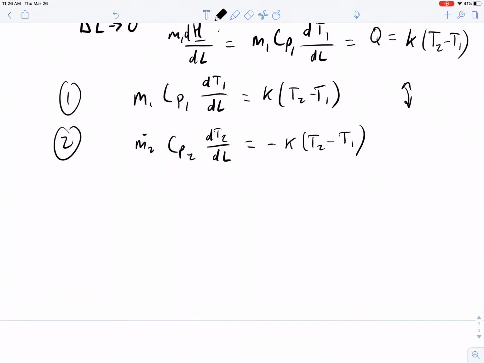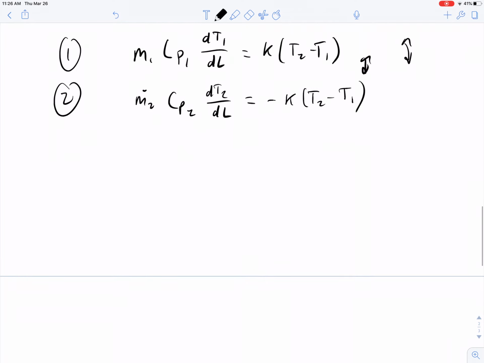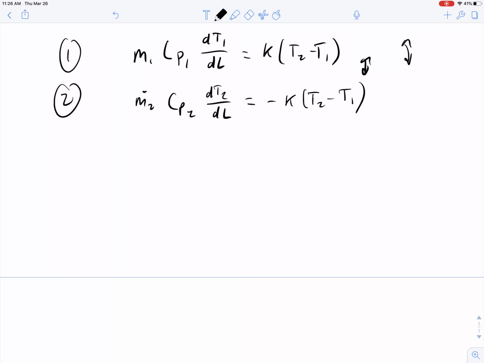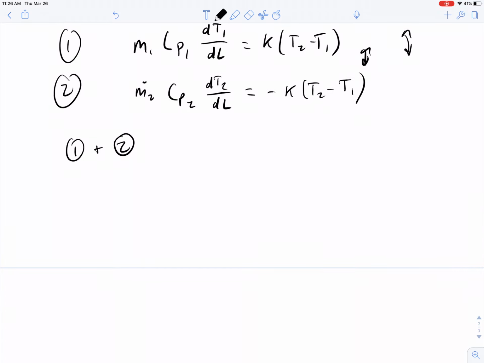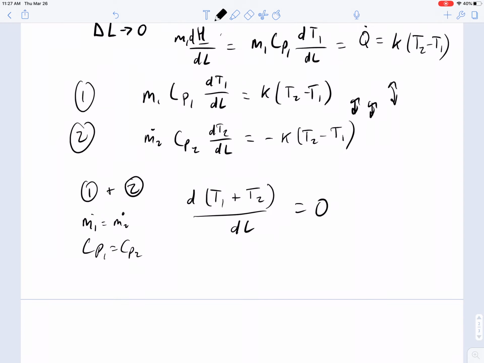One thing you'll notice that's pretty clever about this setup is that we have these two terms here that when you sum them together, they will cancel each other out. So if we add equation 1 to equation 2, and then if we have M1 dot equals M2 dot for equal flow rates, we're going to have this final differential equation, d(T1 plus T2)/dL equals 0, because these two terms cancel out right here. You can divide through. We also require that CP1 equals CP2, so the same heat capacity in the two materials, and you end up with this differential equation.